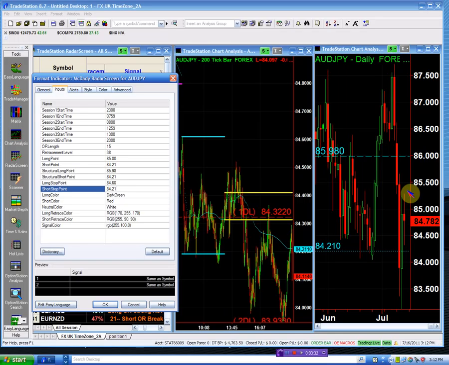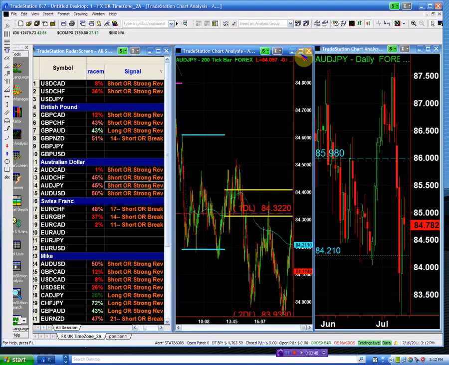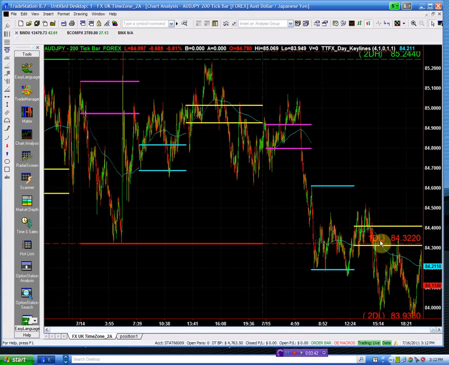Now for the long side, I'm not going to touch this unless it trades above the 85.32, because this is again part of the range. This is where it has failed multiple times, 84.32. So in this case, only when it takes above, let's say, the 84.50, will I be a buyer.